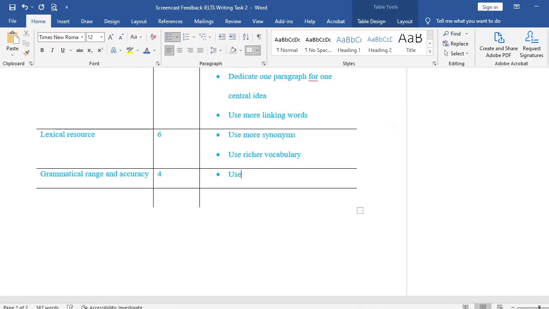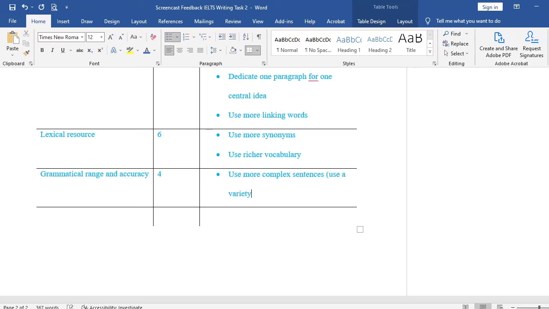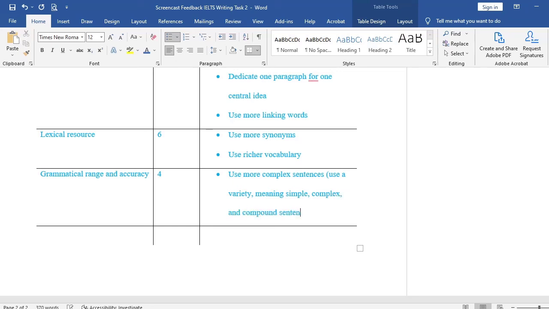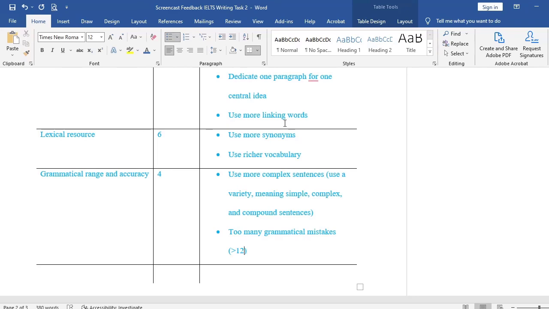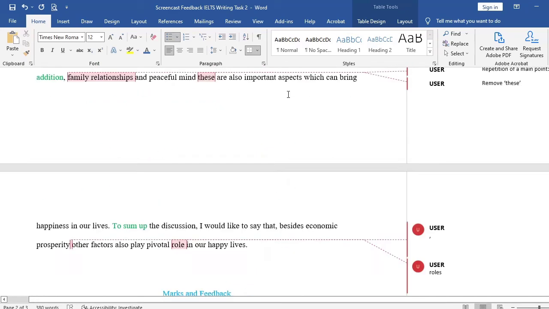So the primary feedback comment is to use more complex sentences, and also use a variety, meaning simple, complex, and compound sentences. There should be a variety here. Number 2, too many grammatical mistakes. Over 12. Yeah, I think that's it.